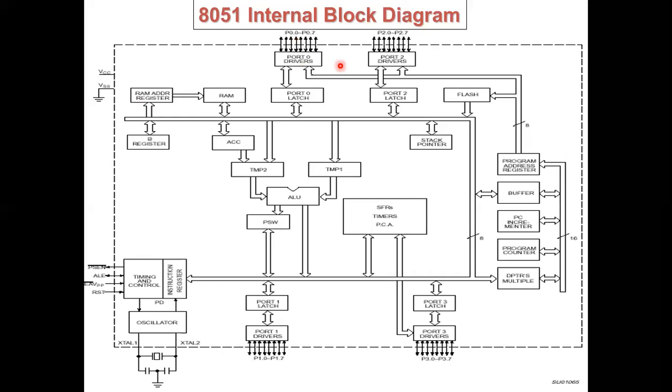This is the concept. Then the timing and control unit and instruction register produce the control signals like ALE, reset, read and write operations, as we discussed. That is produced by the timing and control unit. This is the oscillator for generating the clock pulses. So this is the complete architecture of 8051.